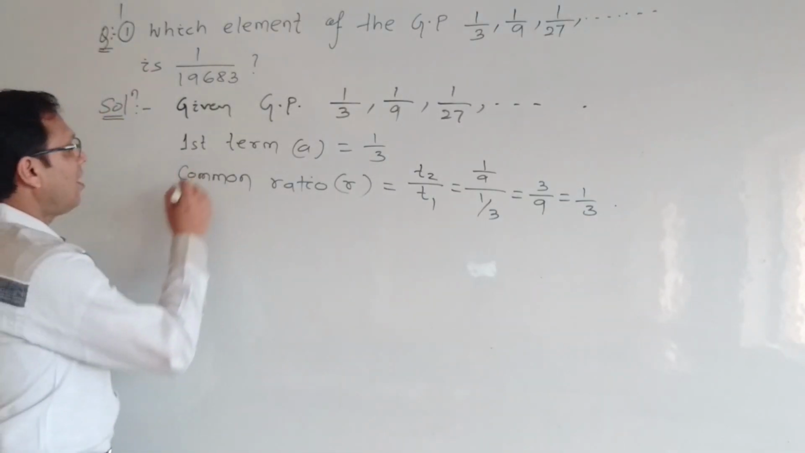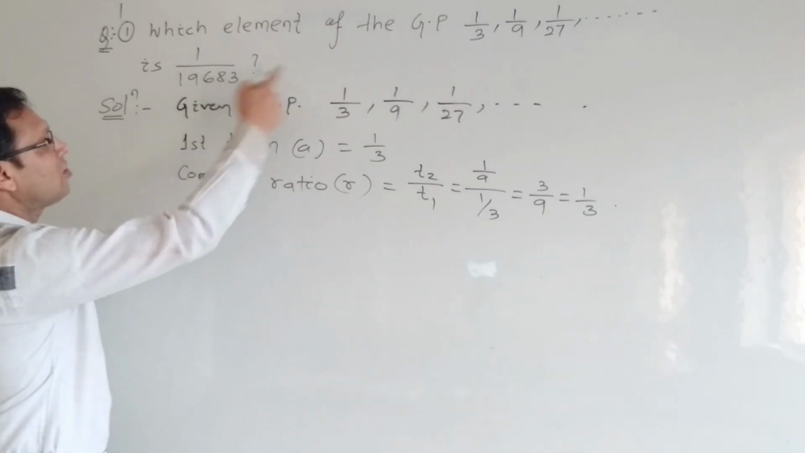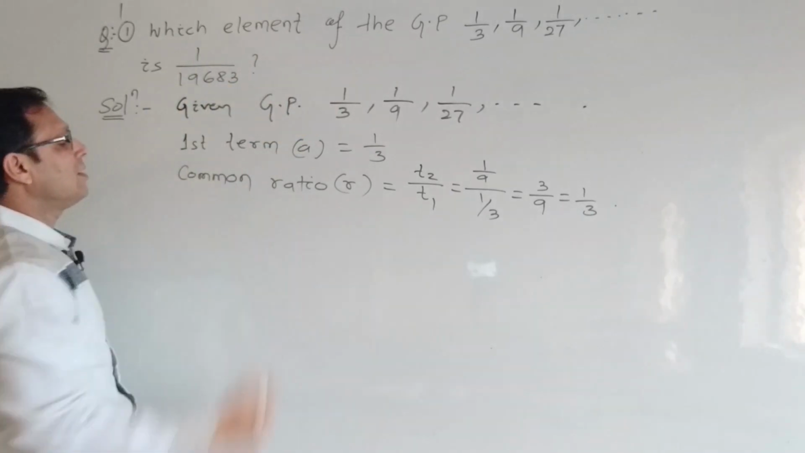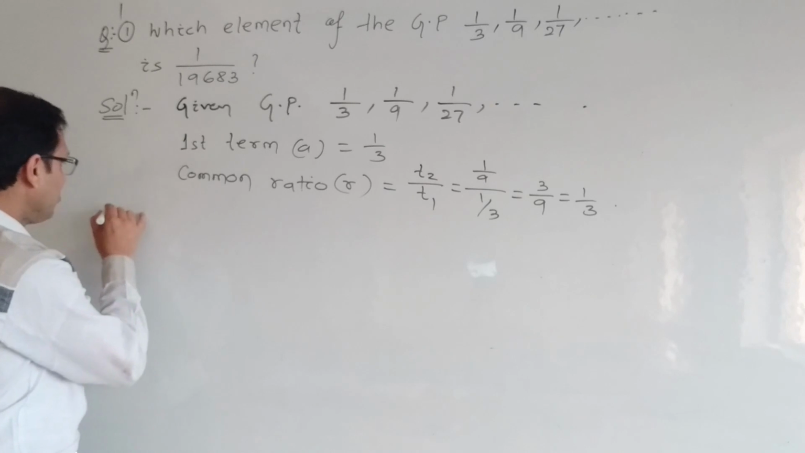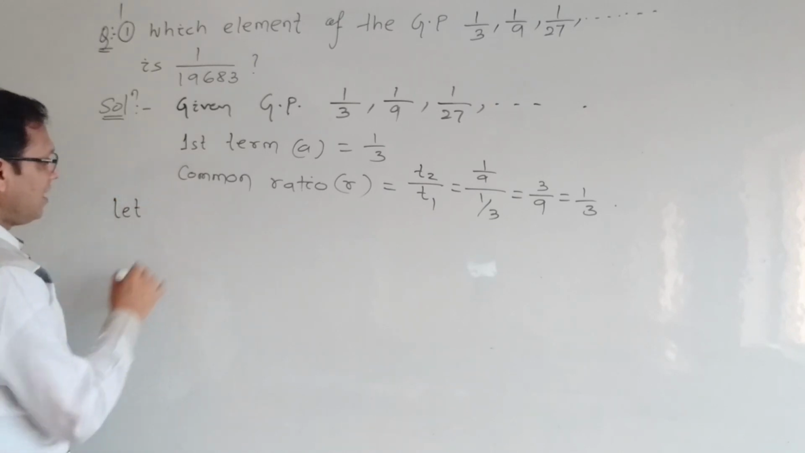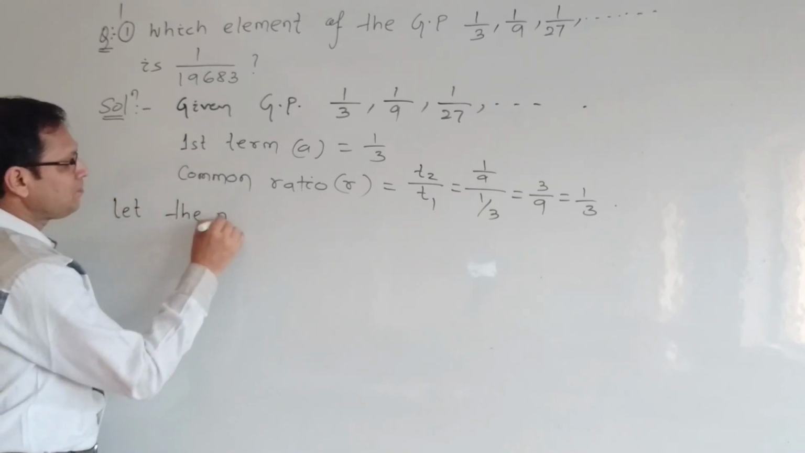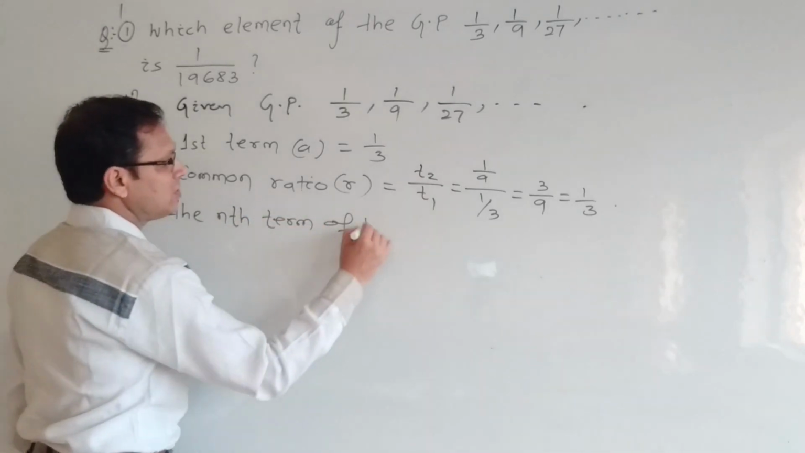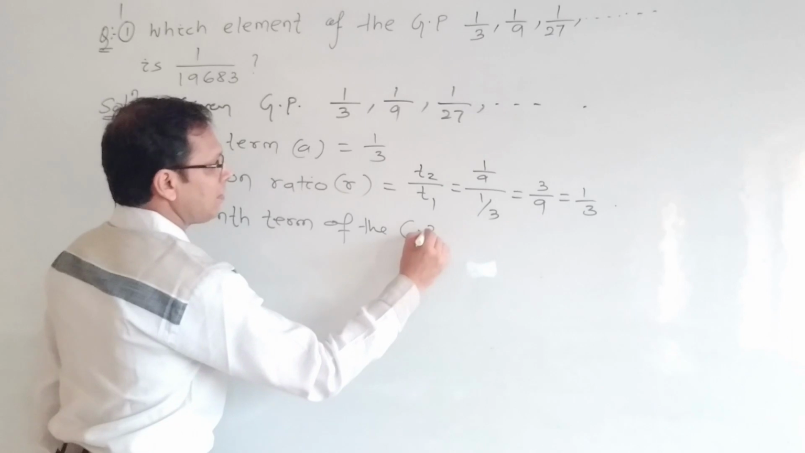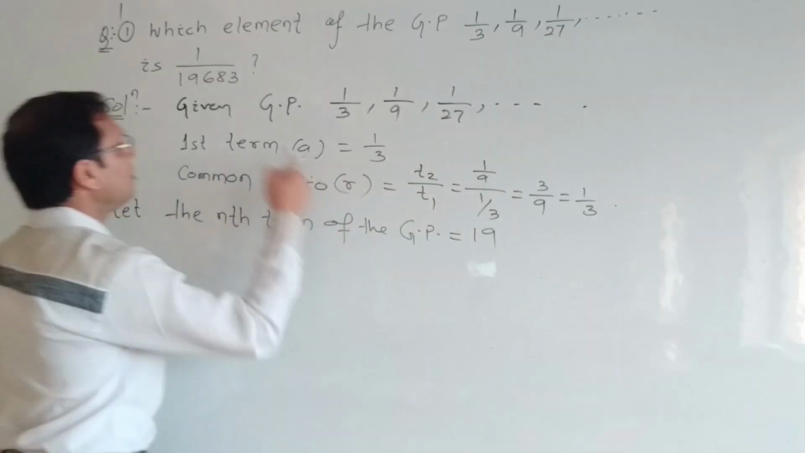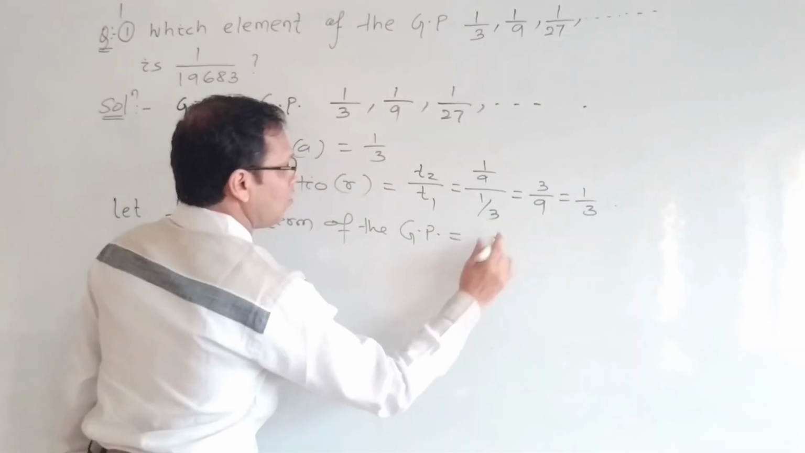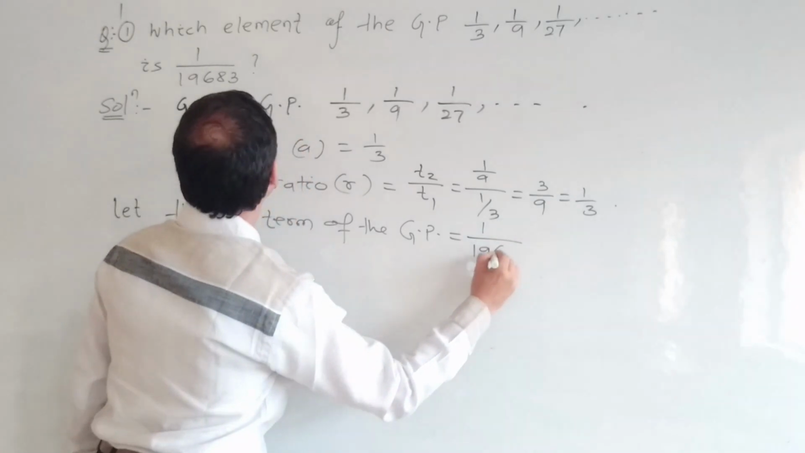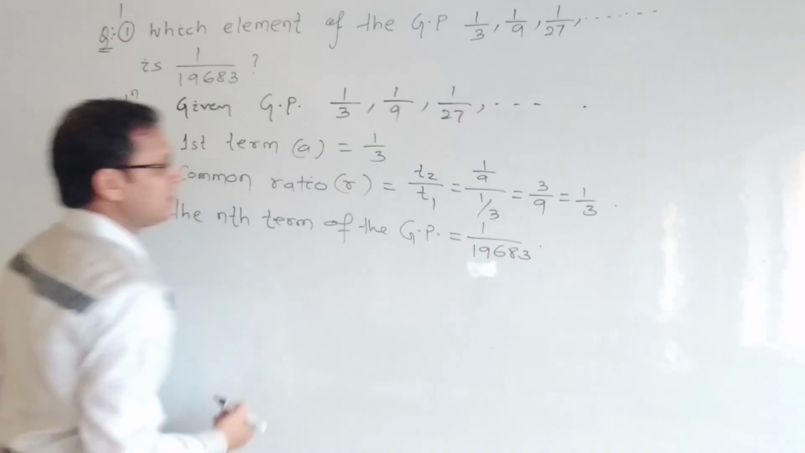Okay, now you have to find which term of the GP is 1 by 19683. Let our supposition be likewise: let the nth term of the GP be equal to, what is given, 1 by 19683.